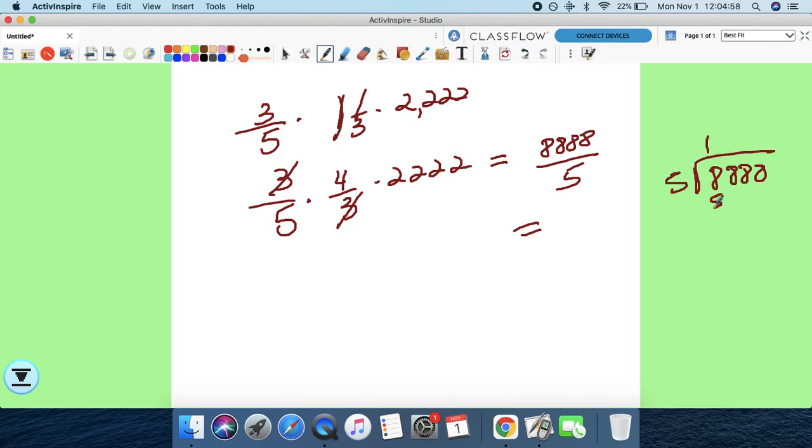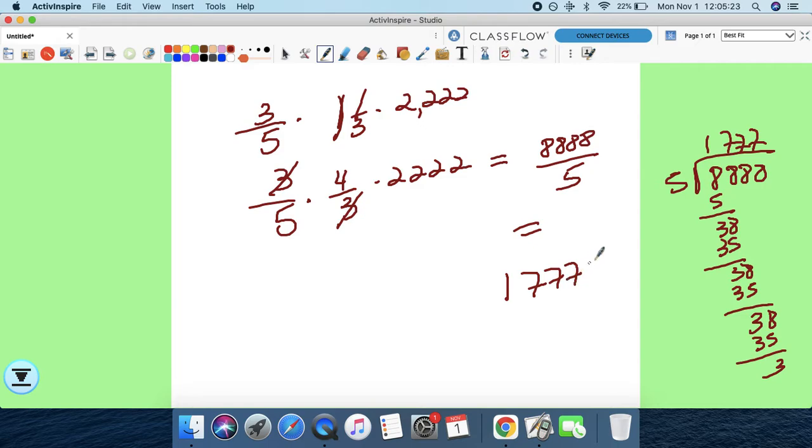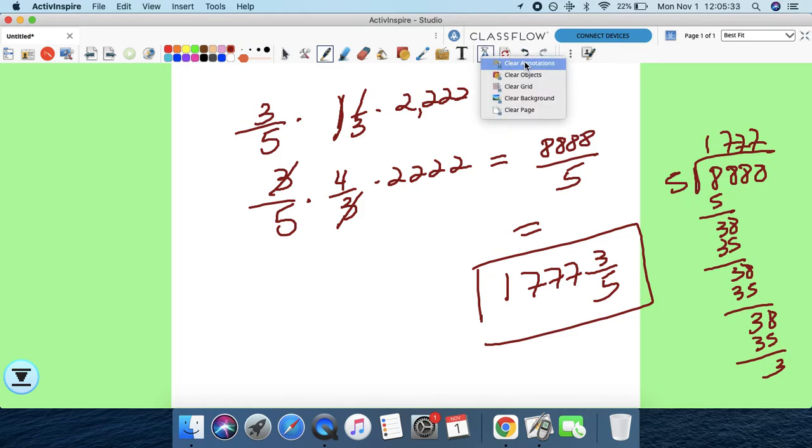So that's a 5. It's going to be a 7. It's going to be a 7 again. And is that an 8? Yeah, so that's a 38. It's going to be another 7. No, 3 left over. So it's going to be 1,777 and 3 over 5. That's how much she's going to use for pie. Pounds. Is it pounds? Yeah, pounds.